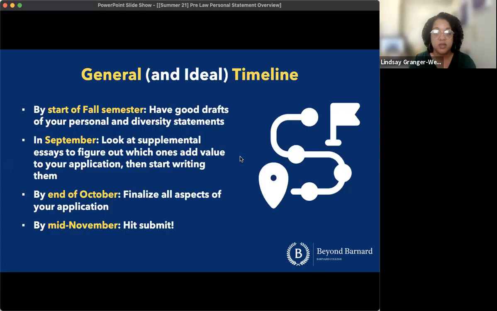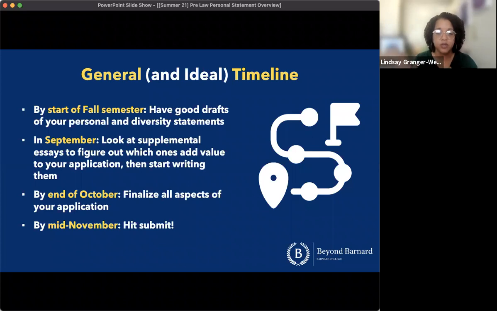Right. So the general timeline, the ideal timeline for both the writing and then just the application, is to have very strong drafts of your personal statement and diversity statement by the start of fall semester. So this summer, if you're planning to apply in this next cycle, this summer should be spent really honing these documents to make sure that you've got them in good enough shape so that in September, once the supplemental essays are available, you can see what you may need to add to them, what parts you may want to put into those supplemental questions since you're seeing them out there.